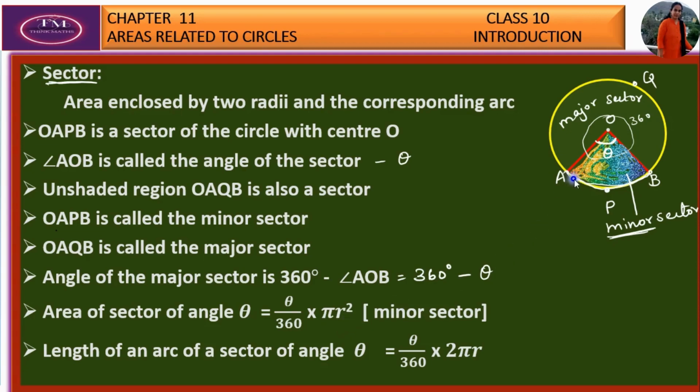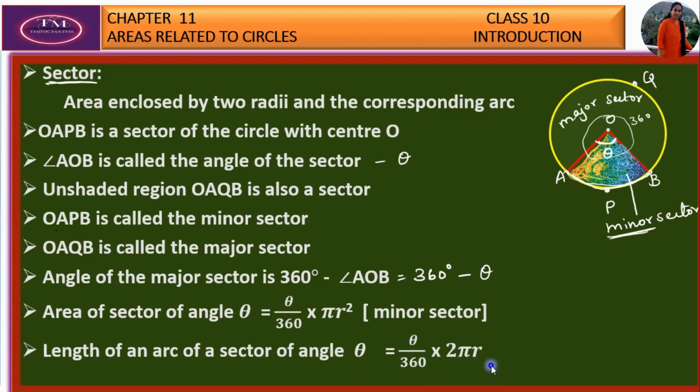Next we have to find the length of the arc AB. It is a part of the circumference of this circle. What is the formula for circumference? It is 2 pi r. You have to multiply it by theta by 360. This is the length of arc AB of a sector of angle theta: theta by 360 into 2 pi r.